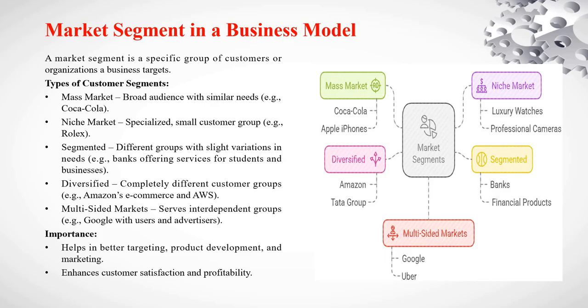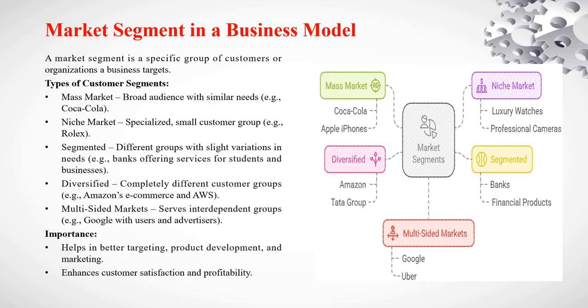Then next comes the segmented market, where the business serves multiple customer groups with slightly different needs, and product variations or personalized services are provided. An example here is banks offering different financial products for students. Next is the diversified market. Here the company serves entirely different and unrelated customer groups, and it requires different value propositions for each segment. An example here is Amazon's e-commerce.